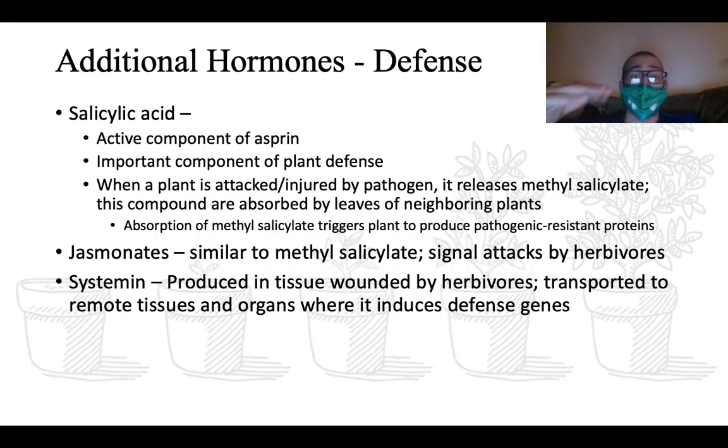Along the lines, jasmonates work similarly to that methyl salicylate, as a signal when plants are being attacked by herbivores. And there's also systemin, which is produced in tissue wounded by herbivores, and that gets transported to remote tissues and organs within the plant, and that triggers those tissues to start producing defense or potential defense chemicals against the herbivores. So all of those three act as part of plant defense.